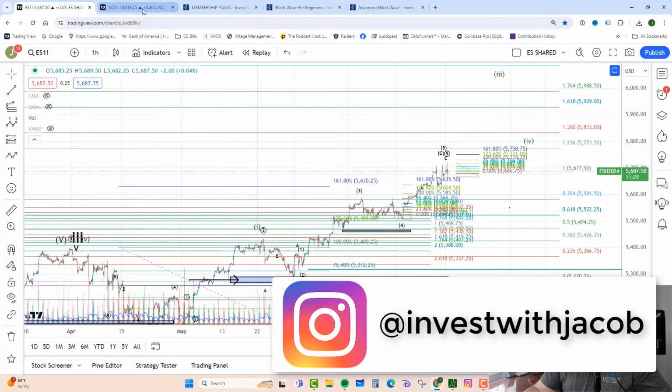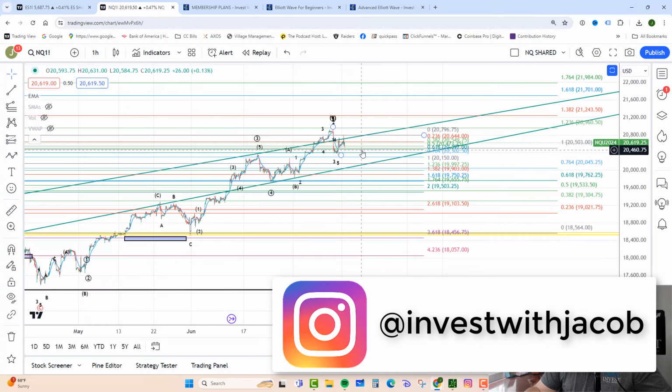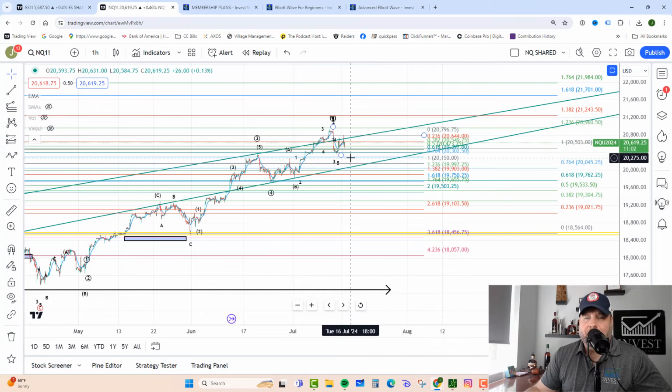Over on the NASDAQ, looking for them to break down and continue through the 20,360 area. If they can break through that, we would look for continuation to the 19.9 and then 19,700 areas. And then from there, a bounce and continuation to the downside. If they do break higher, they need to break through the 20,800 level. If they can break through that, we would look for them to continue on towards 21,243 next, and then 21,700 after that.